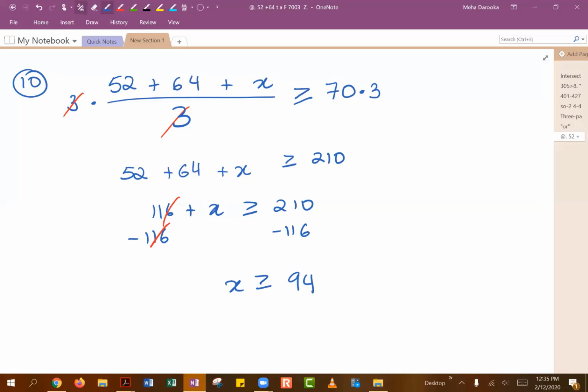Which would be 116 divided by 2. If you just took the average of 52 and 64, what do you end up getting? Yeah, 58. So you are talking about going from a 58% to a 70%. That's a 12-point jump. And to make that jump, you're pretty much looking at scoring a mid 90 at least, to be able to jump to that 70%.